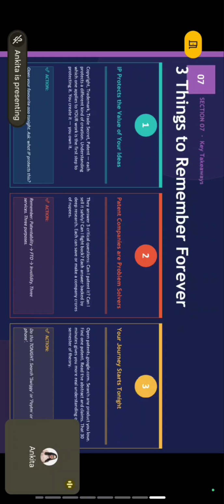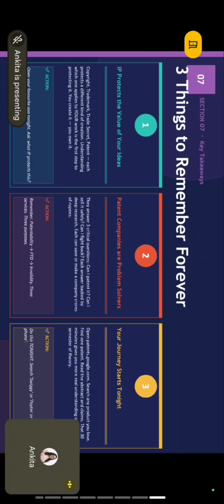The second is patent companies are problem solvers. They answer three critical questions. Can I patent it? Can I sell it safely? Can I fight back? And each answer is backed by deep research. Each can save or make a company crores of rupees. So remember these three things: patentability, FTO, and invalidity, three services provided by patent companies.